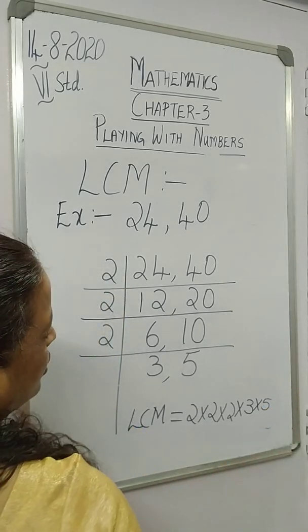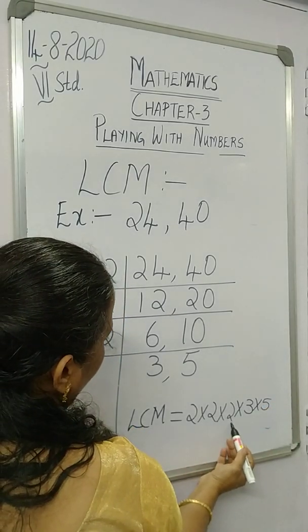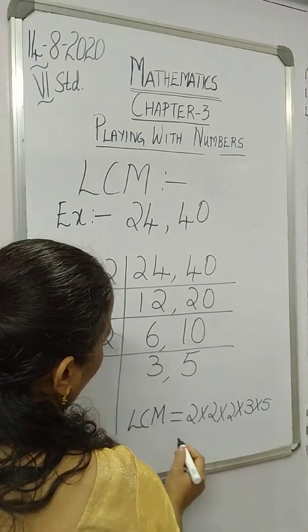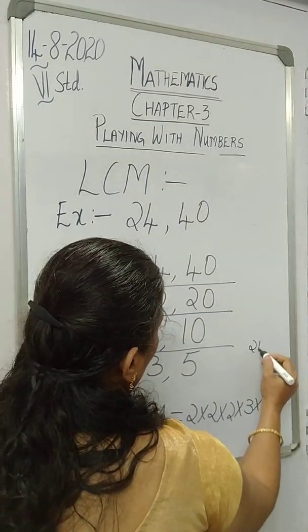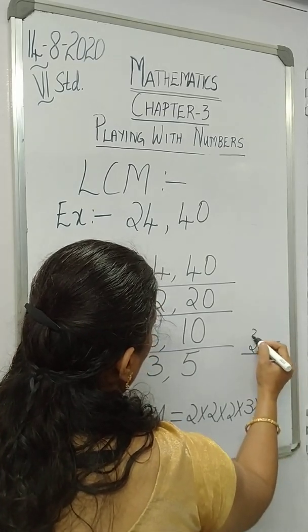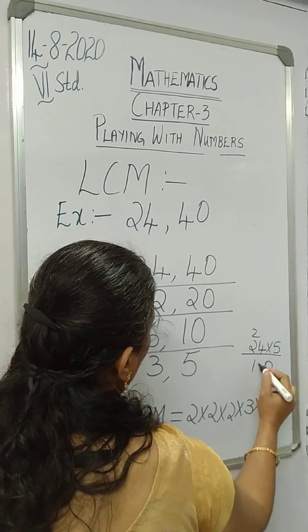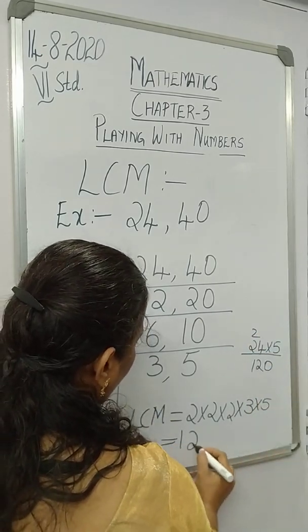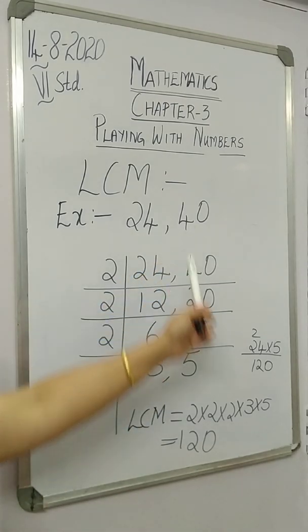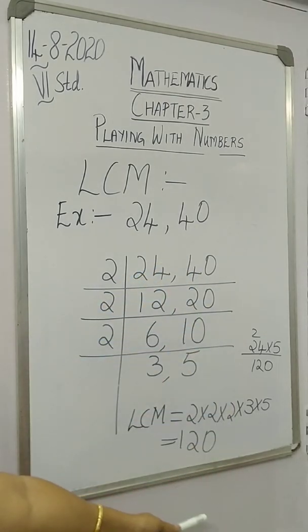Let us multiply. 2 2s are 4, 4 2s are 8. 8 3s are 24 and 24 5s are... How much is 24 5s are? If you don't know, multiply and see. 5 4s are 20, 0 to carry, 5 2s are 10 plus 2, 12. So, it is 120. LCM of 24 and 40 is 120.